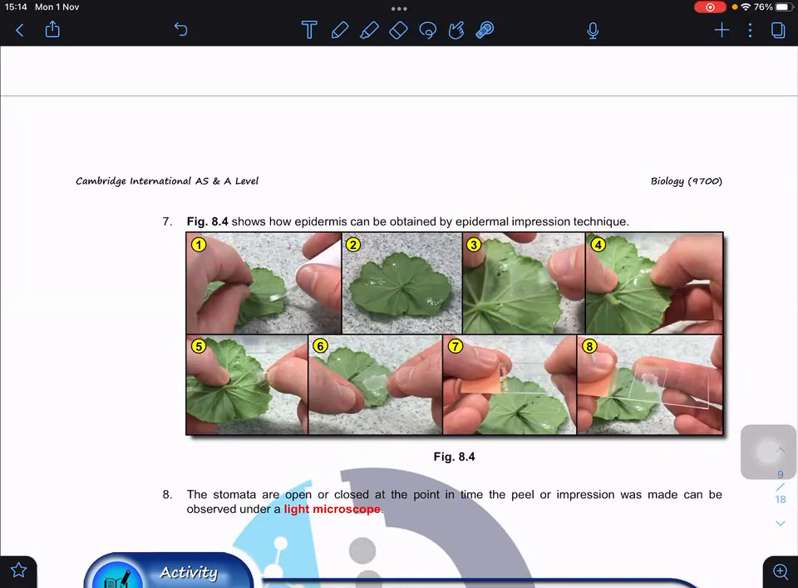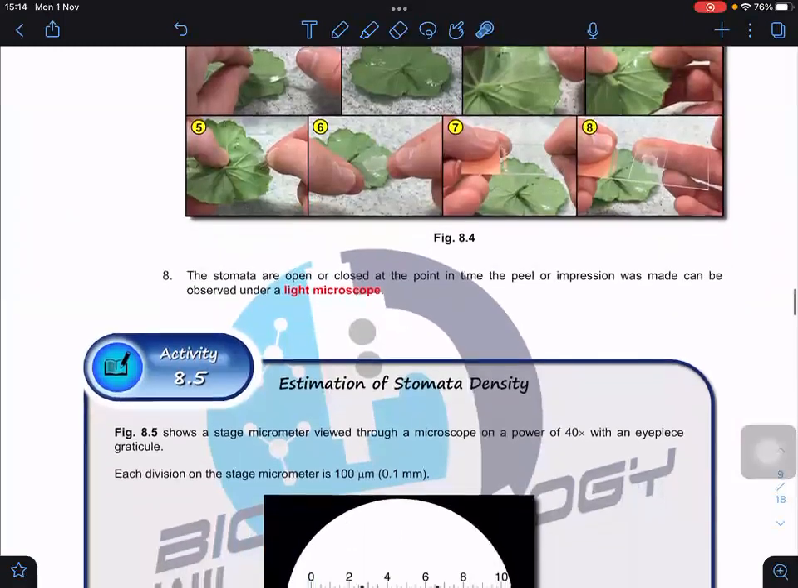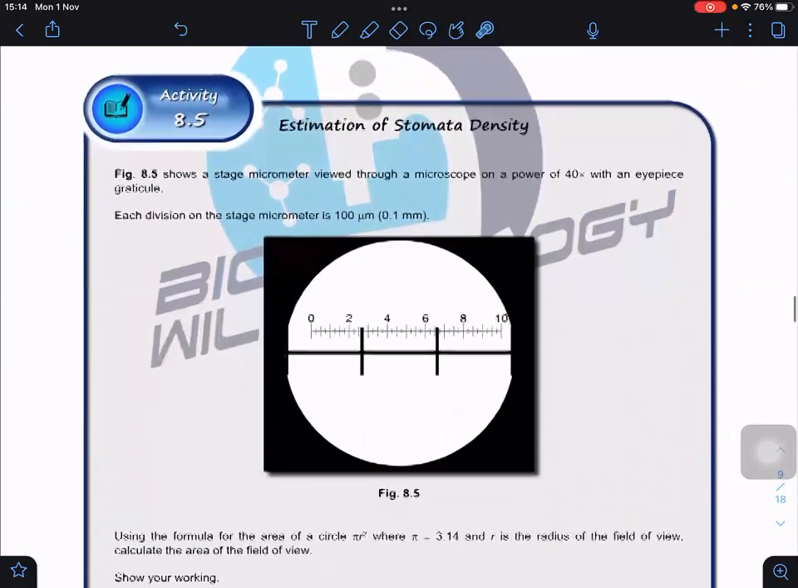It's something like making a mold. Basically you apply the nail varnish, let it dry, and then you stick a layer of transparent tape and peel it off. You can see that the imprint is already there. Then we can just stick it on the slide and view it. Whether the stomata were open or closed at the point in time the impression was made can be observed under a light microscope.